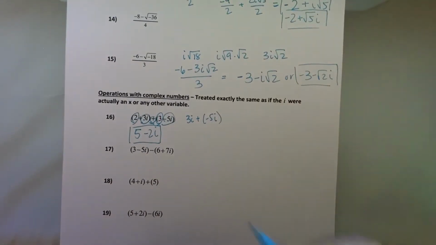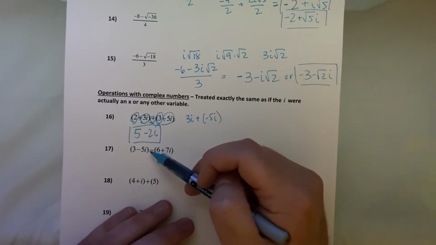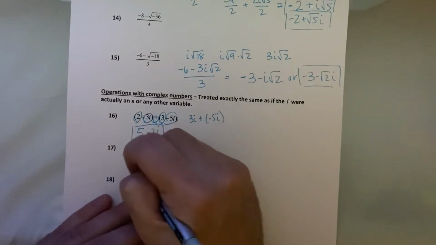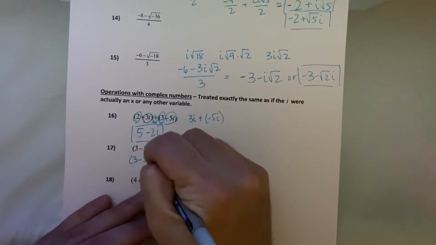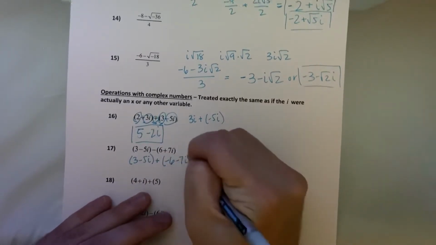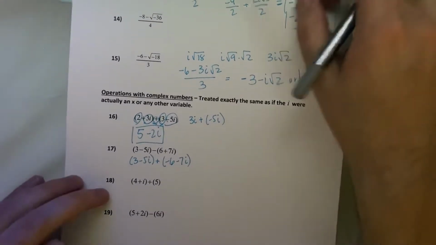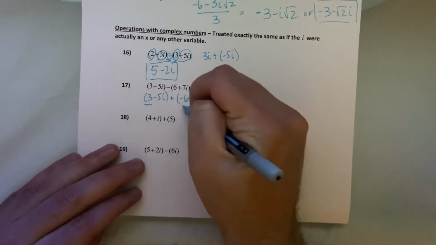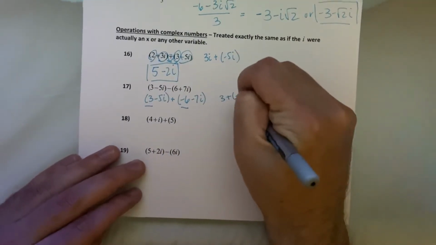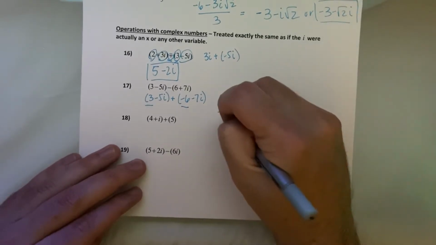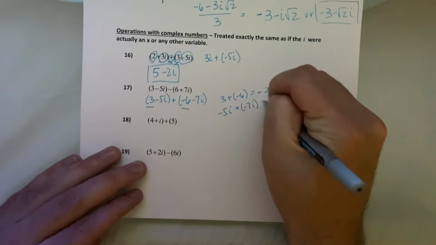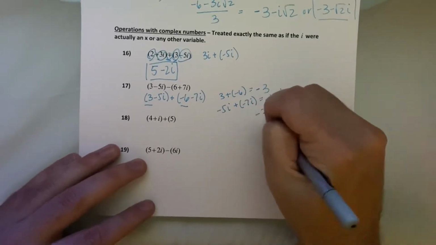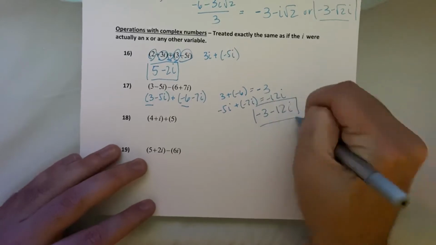My suggestion to you is if it's a minus sign, you're going to go too fast. Distribute the negative and turn it into a plus. So 3 minus 5i plus negative 6 minus 7i. If you are confident in your subtracting skills, go ahead. I will not stop you or count it wrong because it is right. But I would suggest distributing the negative and adding. So 3 plus negative 6 is negative 3. Negative 5i plus negative 7i is negative 12i.